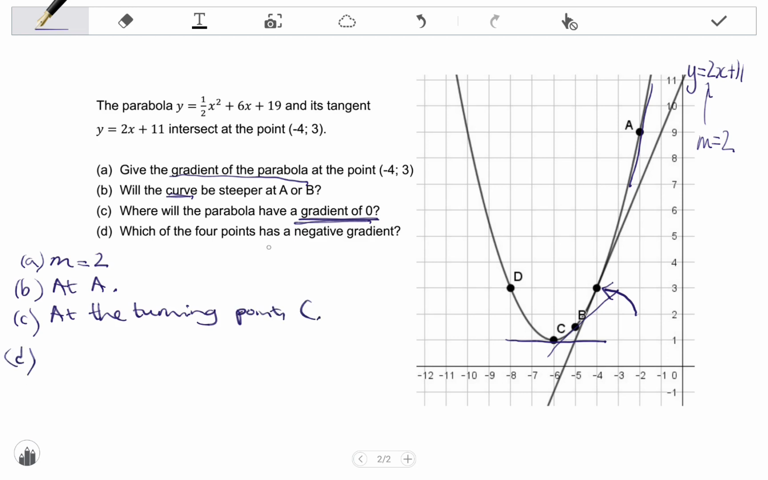Right, question D says, which of the 4 points has a negative gradient? Now, we know that a decreasing graph has a negative gradient. And if we compare the points, A has a positive gradient, B has a positive gradient, C has no gradient, it's 0. And at D, our tangent is a decreasing graph, so that would have a negative gradient. So which of the 4 points? It is D. And that's it.